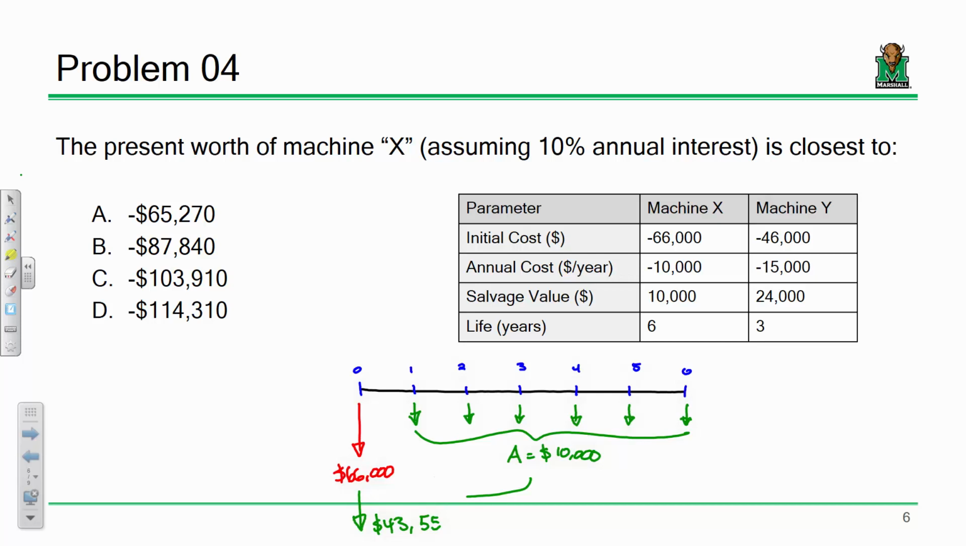Okay. Hold on. All right. When I'm done with this machine, I can sell it in year 6 for how much? 10 grand. If it's 10 grand in year 6, how much is that in year 0? How do I do that? There we go. That's a P over F. So P over F, 10% for 6 years. Move that over. What do I got?